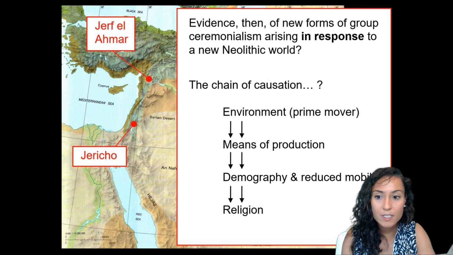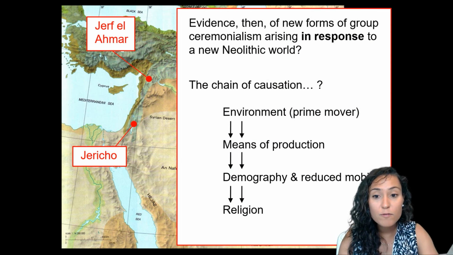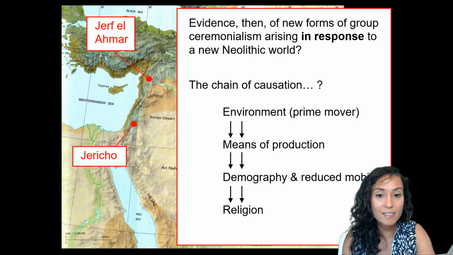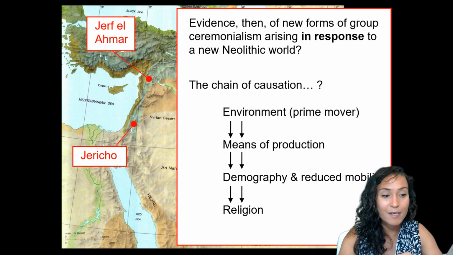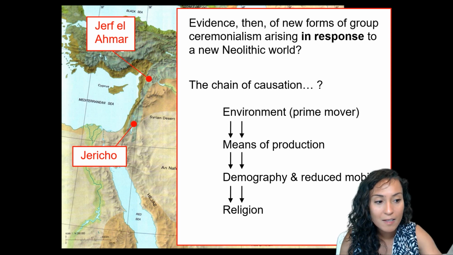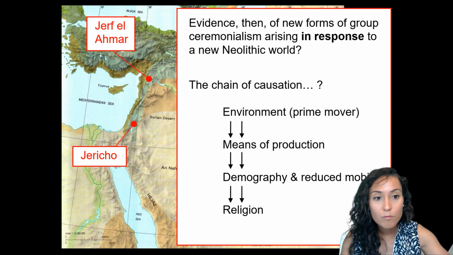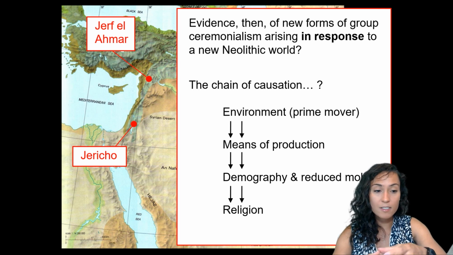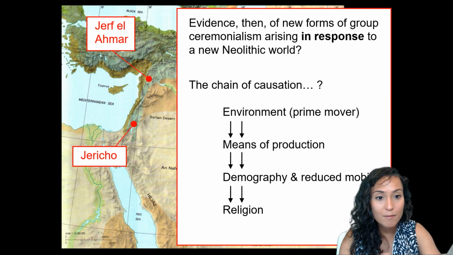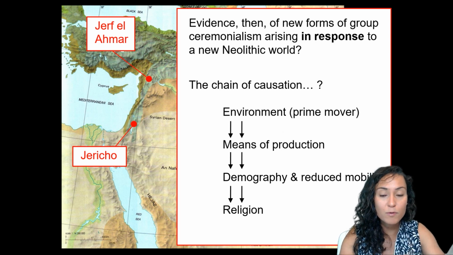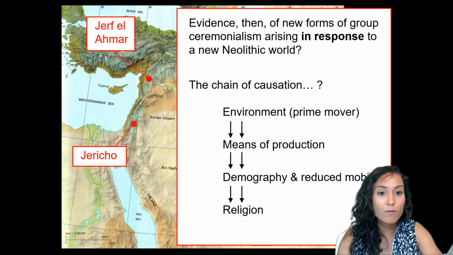So in conclusion, the evidence of new forms of group ceremonialism that we see at sites in the Fertile Crescent is directly linked, and directly in response, to the development of agriculture, the rise of more densely clustered cities, and the evolution of hierarchical systems in which certain individuals were in control over the redistribution of surplus.